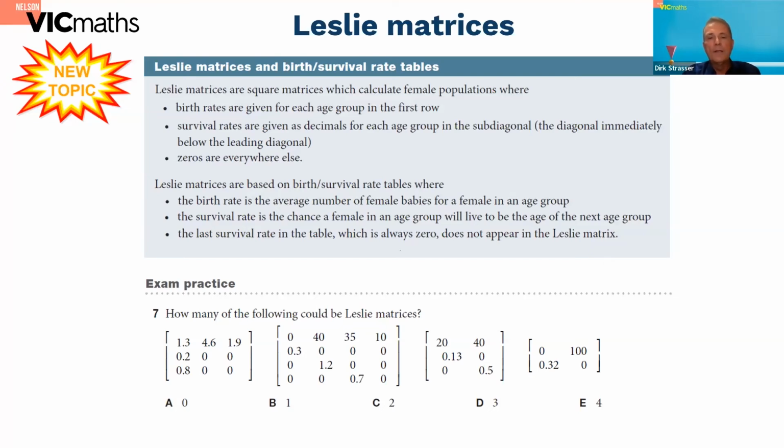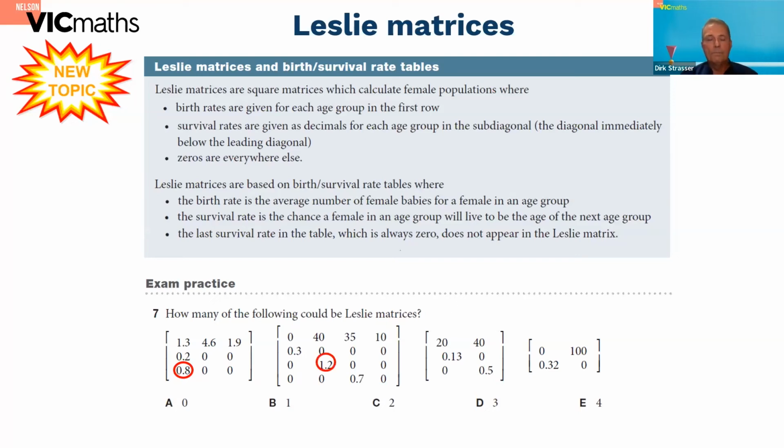How many of the following could be Leslie matrices? This is a common structure for a multiple choice question in matrices. So let's have a look at that question. How many of those could be Leslie matrices? Well, let's look at the first one. That 0.8 should probably jump out, because really there should only be non-zero numbers in the first row and in the subdiagonal, and that should be 0 if that was going to be a Leslie matrix. So that's not a Leslie matrix.